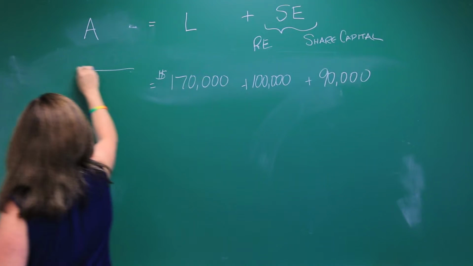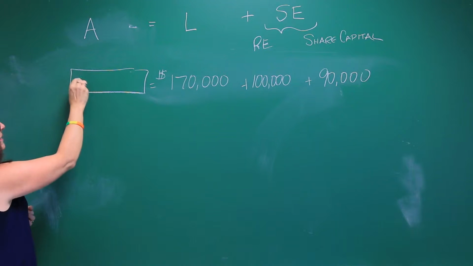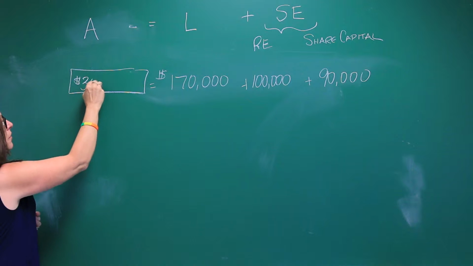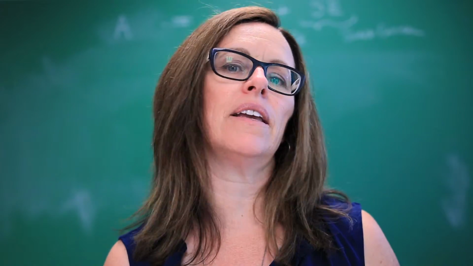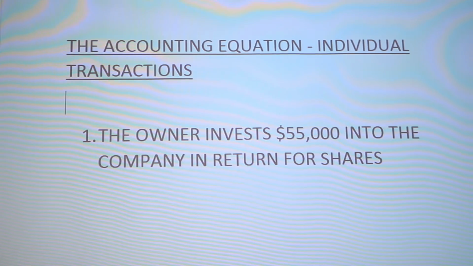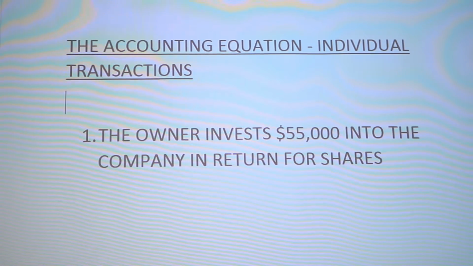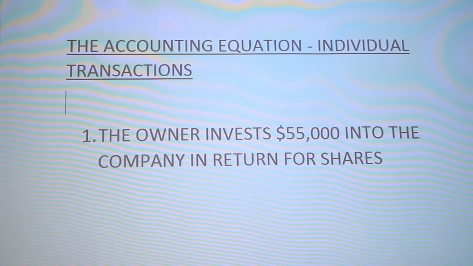My question is, what would assets be? In this case, assets are going to be $360,000. Let's look at some individual transactions and see how they're going to impact the accounting equation. So our first example is, what if the owner invests $55,000 into the company in return for common shares? Let's see how that's going to look on the accounting equation.